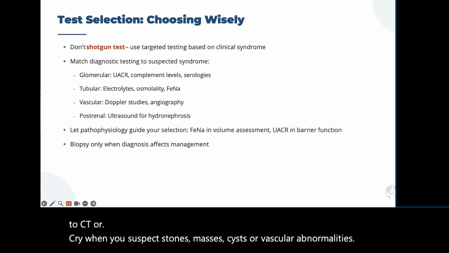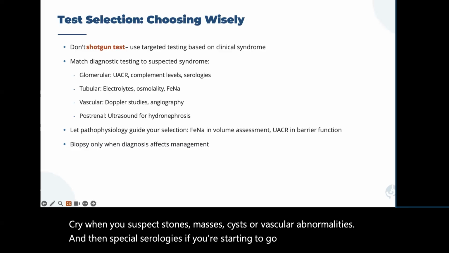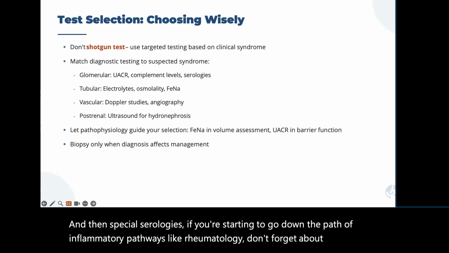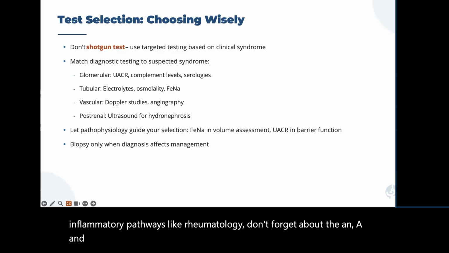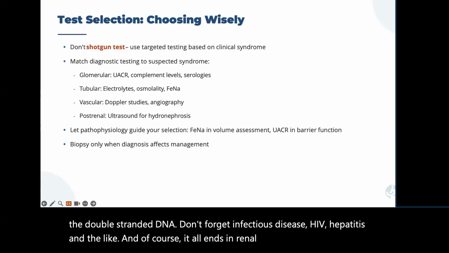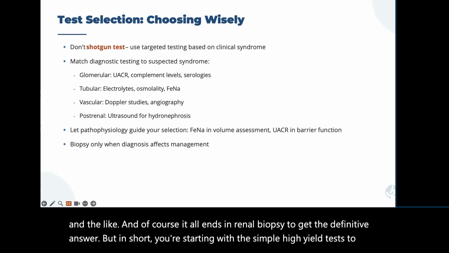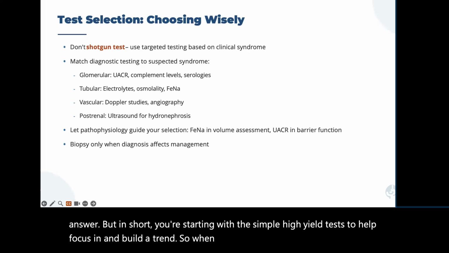And then special serologies, if you're starting to go down the path of inflammatory pathways like rheumatology, don't forget about the ANA and the double-stranded DNA. Don't forget infectious disease, HIV, hepatitis, and the like. And of course, it all ends in renal biopsy to get the definitive answer. But in short, you're starting with these simple high-yield tests to help focus in and build a trend. So when they move to the next level of care, you can give a good pattern.